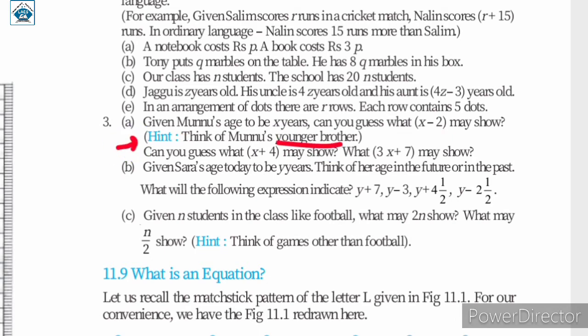यानी कि if Munnu has a younger brother, अगर कोई छोटा भाई है तो मुन्नू से तो छोटा ही होगा. तो x minus 2 क्या represent करता है? x से 2 years younger. So we can say that if Munnu's age is x years, then x minus 2 may show his younger brother's age. Because the younger brother will be younger than Munnu, that is, his age will be less than x.